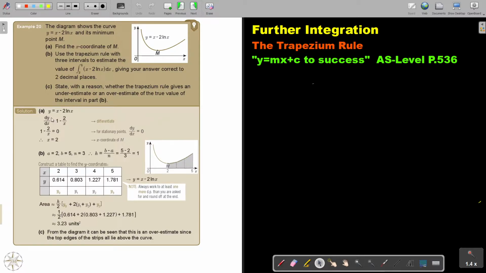Then you must differentiate and put dy over dx equal to 0. And that's what we're going to do. We're going to differentiate, and then we put it equal to 0, and then we get x is 2. They just want the x-coordinate of M. Okay, so the x-coordinate of M.